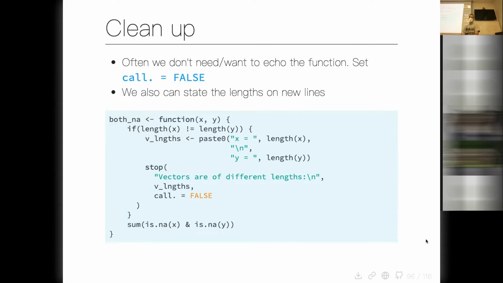Okay, cleaning this up just a bit more, I've changed the v lengths here a little bit, so it now comes out on a new line, basically. These lengths look a little nicer, I think. But the other thing I did is I added this call dot equals false.